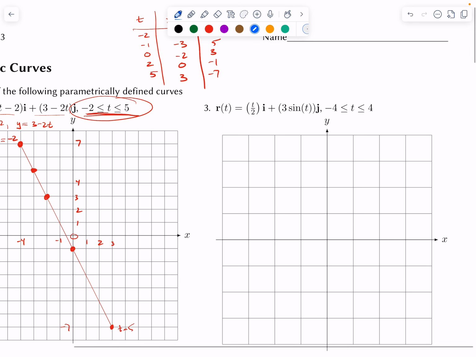So here, here again, we can make a little chart. Value for t, x, and y.